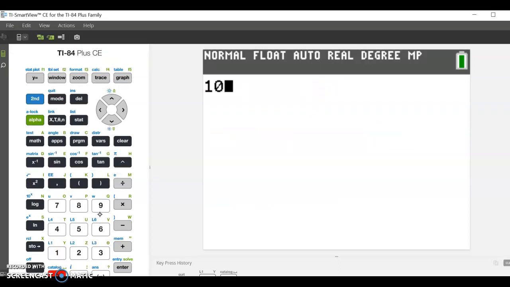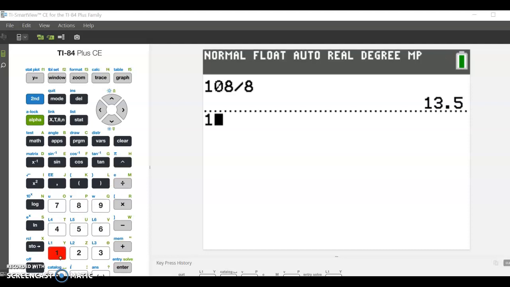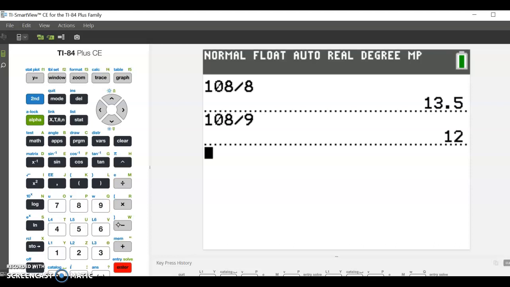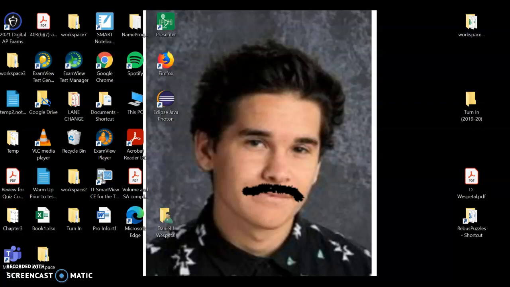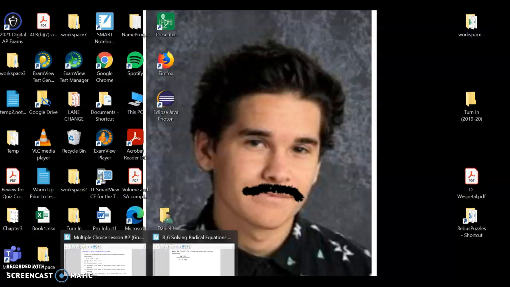So 108 divided by 8, see if that works. Nope, doesn't come out evenly. So we could try 9. Nine and 12. Hey, that's what we need, because those are 3 apart. So 9 and 12 will be the right answer here.